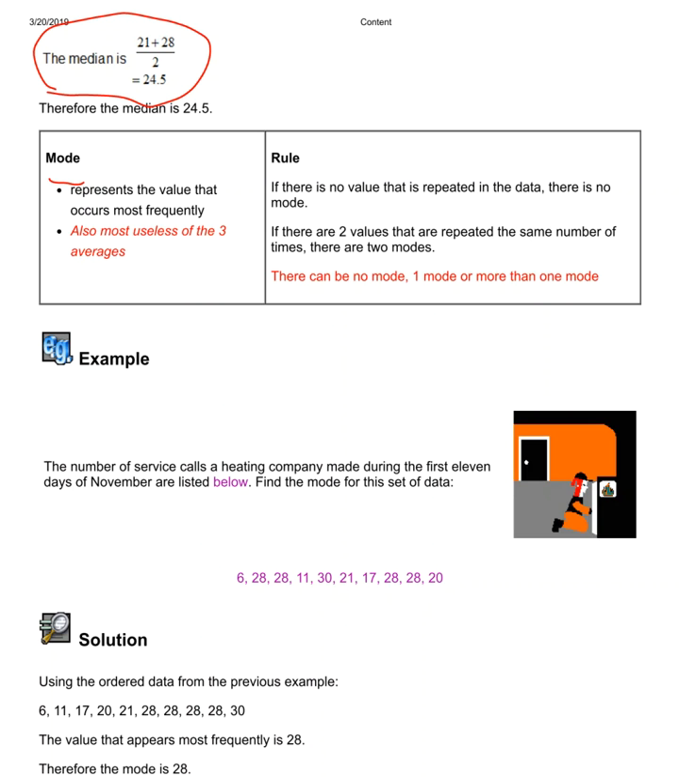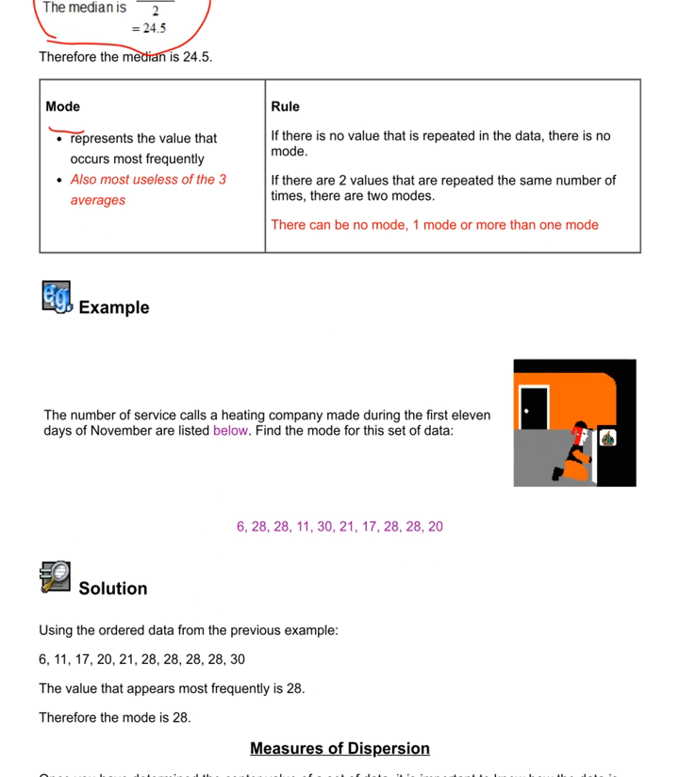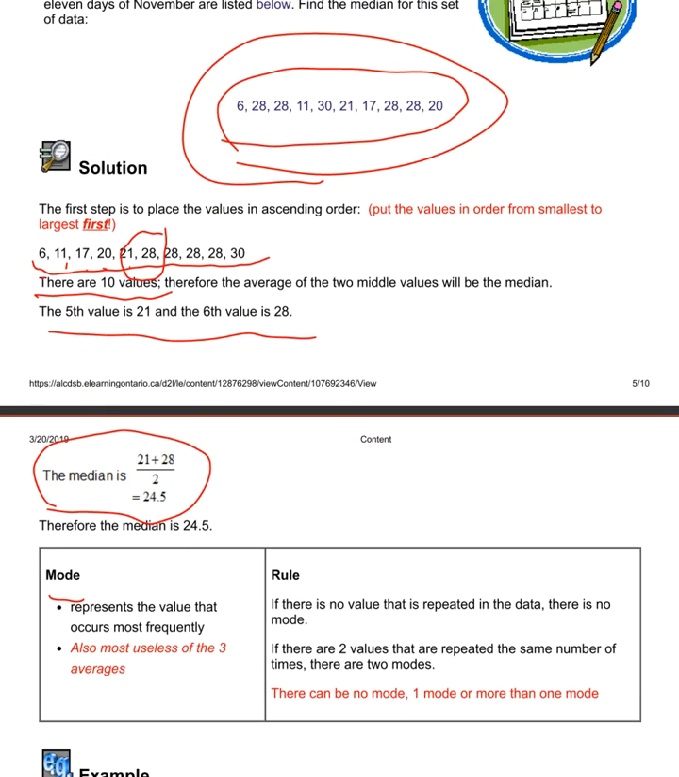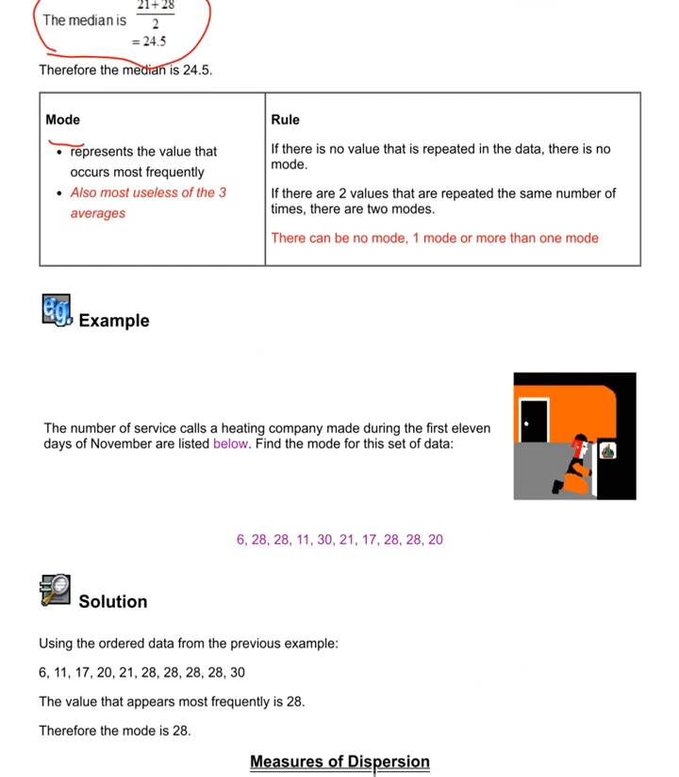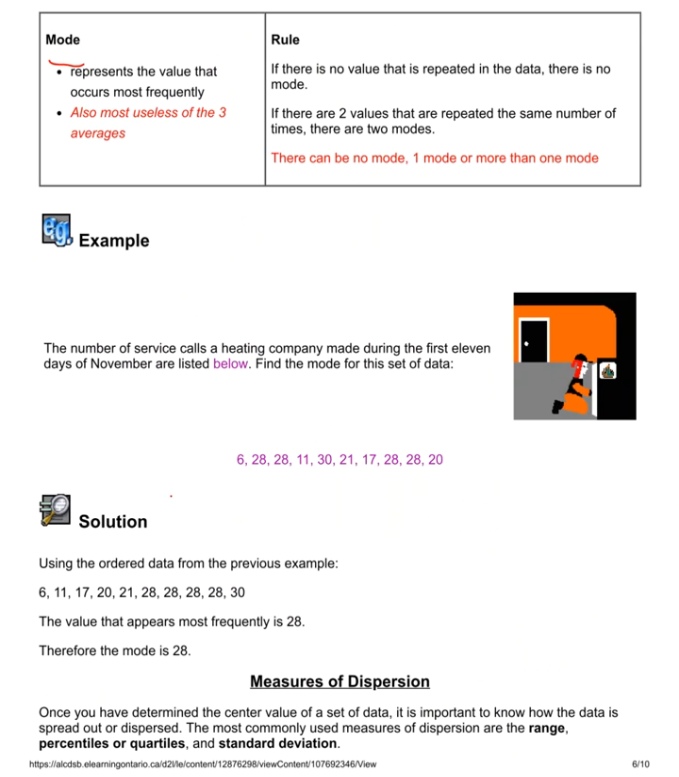All right. So I believe we are using the same set of data that we used above. It looks the same, maybe slightly different. As always, we need to look at our data right there. We have 6, 28, 28, 11, 30, 21, 17, 28, 28, 20. I like to have it ordered just so we get into that habit. You don't really need to put it in order.